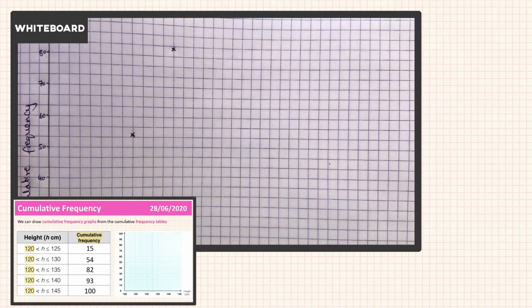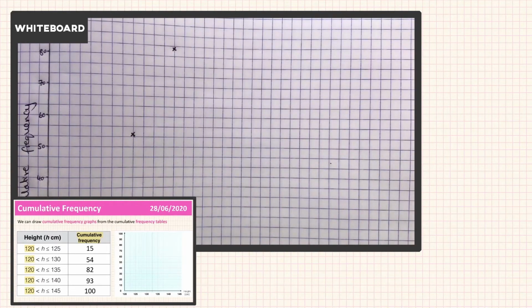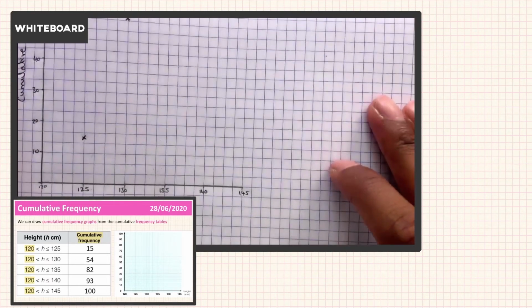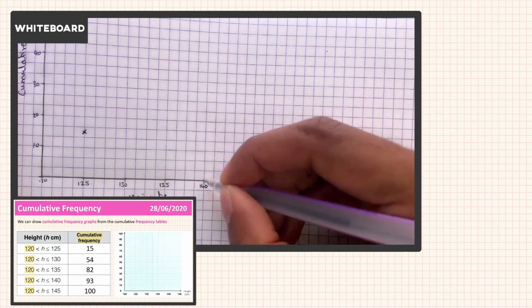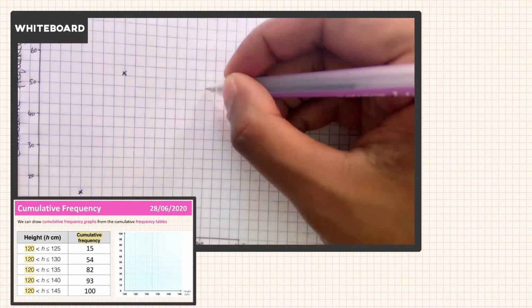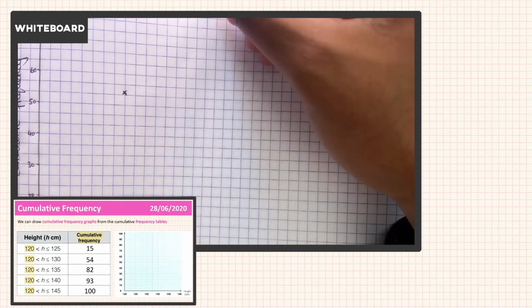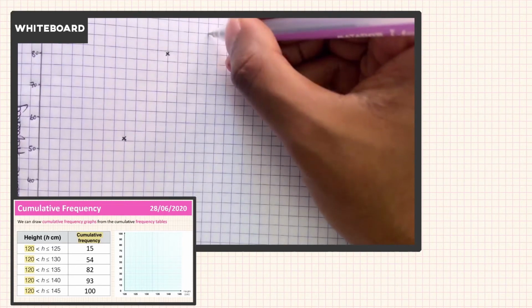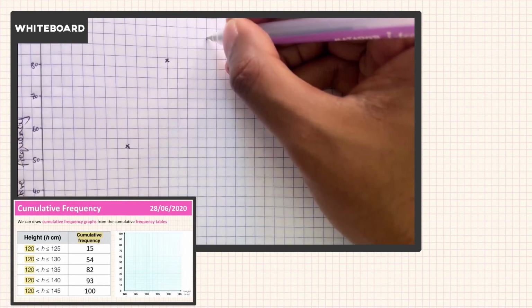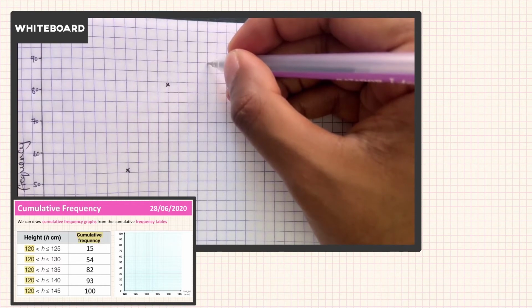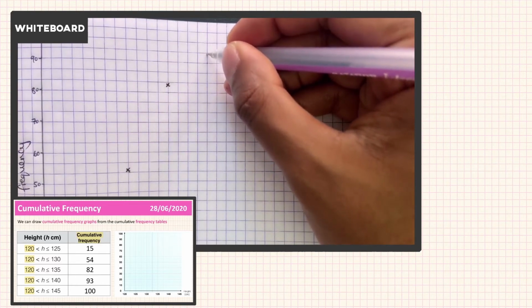Remember, if I was on graph paper, I'd be significantly more accurate. Because I'm doing it in a book, it's slightly different. The next one would be 93. So I go to 140 and I go up to 93. So that is 90 there. If you can see it, there it is. That's 90. So that means 93 would be there.